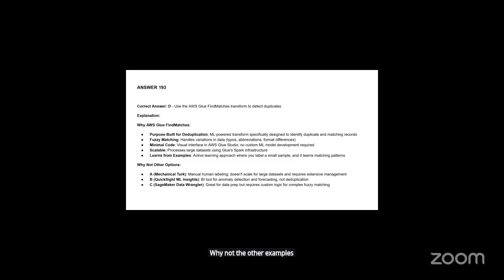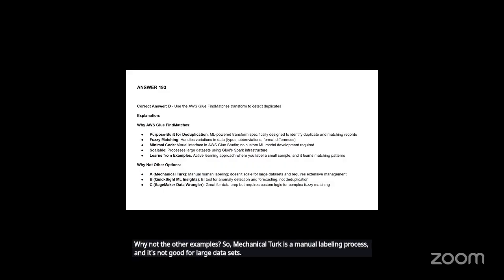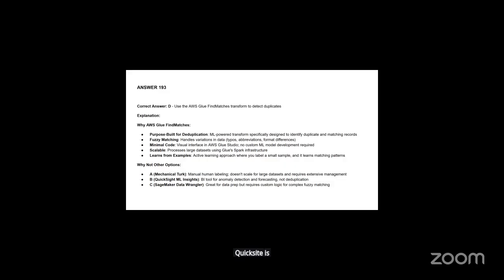Why not the other options? Mechanical Turk is a manual labeling process, and it's not good for large datasets. QuickSight is a business intelligence tool for anomaly detection and forecasting, not deduping. SageMaker Data Wrangler is great for data prep, but would require custom code for all the matching.